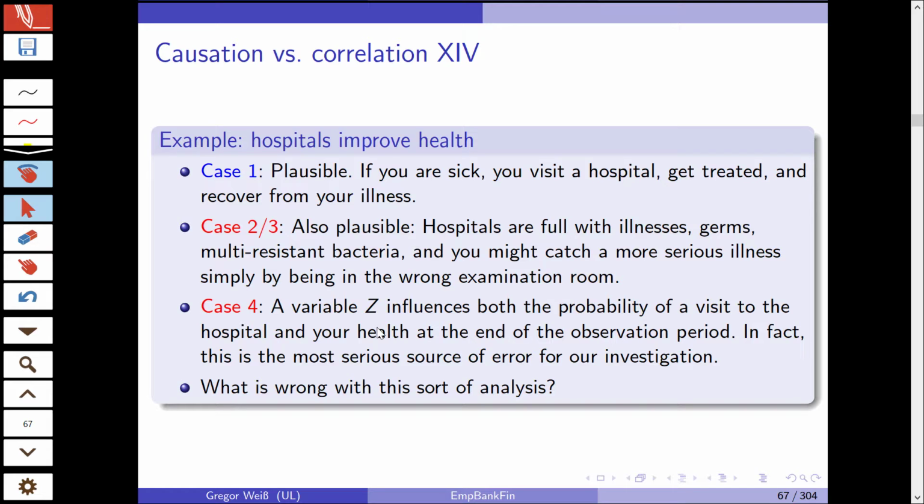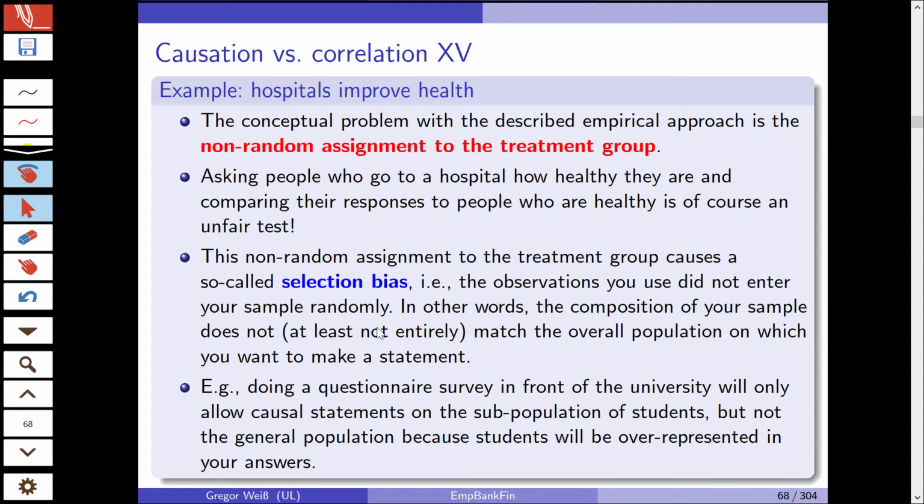It's omitted variable bias. It's pre-existing conditions. If you go to a hospital, you're probably sick. If you don't go to a hospital, you're not sick. So your pre-existing conditions and your overall health status is pretty much important. So what is wrong with this sort of analysis? The problem is that we have non-random assignment to our treatment group. Now, ideally, we would look at random persons. Some of them get treated, some of them don't. And by looking at the difference between those two groups, you can assess the marginal effect of treatment.